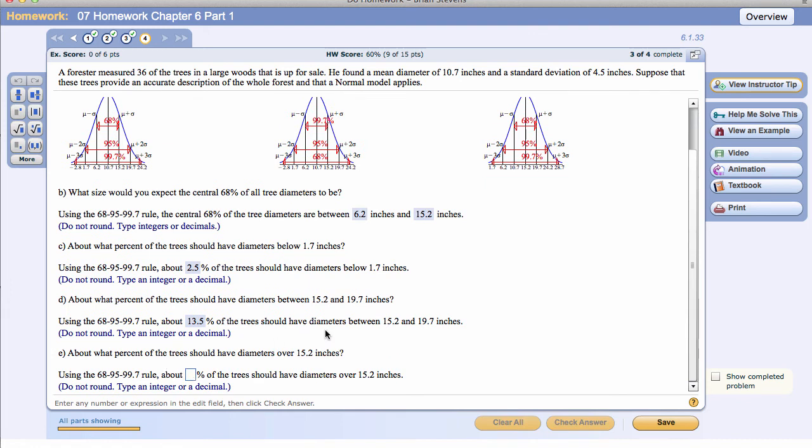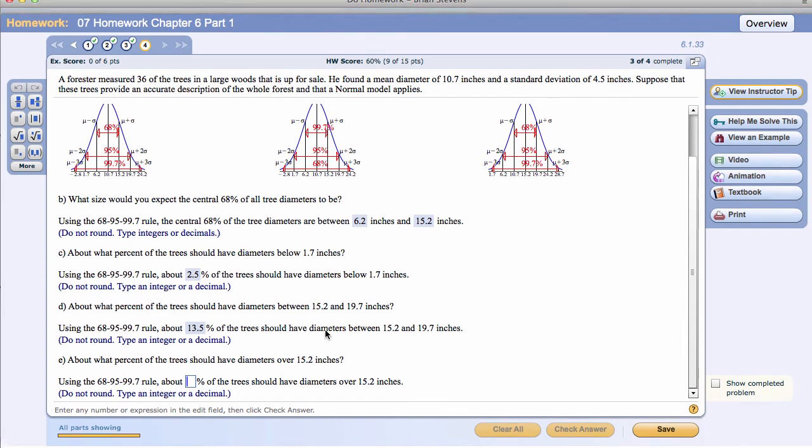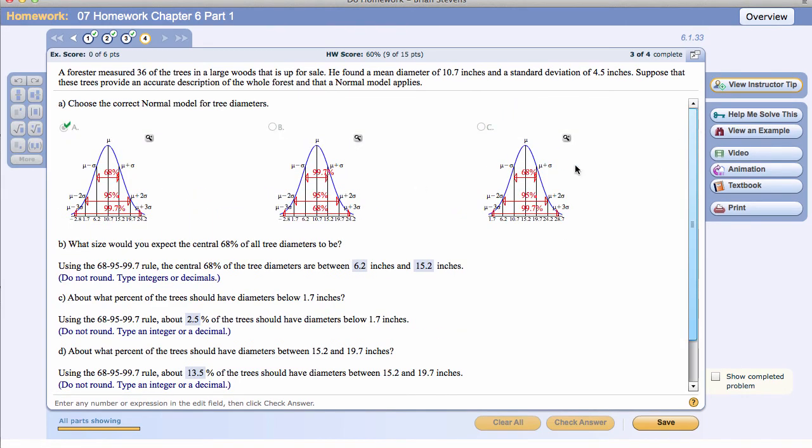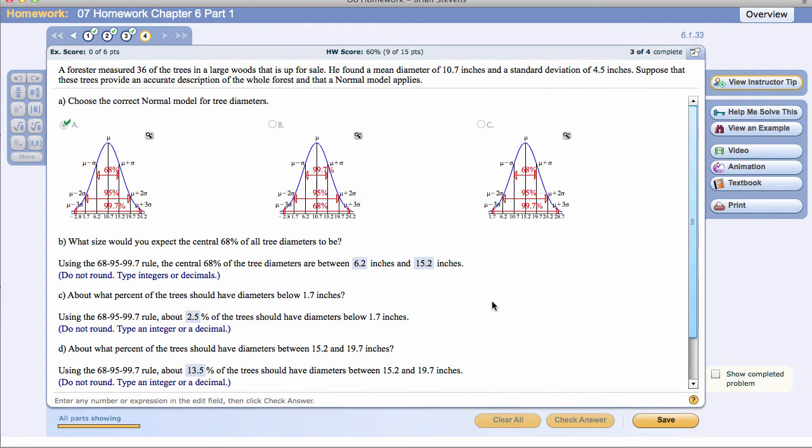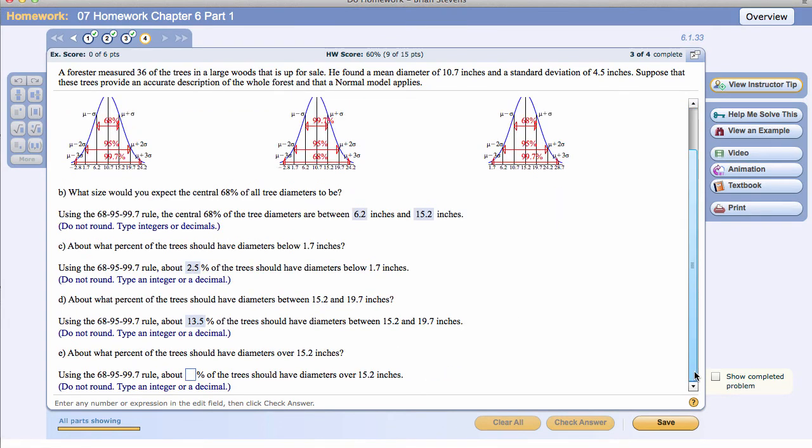Using the 68, 95, 99.7 rule, about blank percent of trees should have diameters over 15.2. So let's see where 15.2 is at. 15.2 is 1 standard deviation. Again, 68% in the middle, that leaves 16% on this side and 16% on this side. So we have 16%.